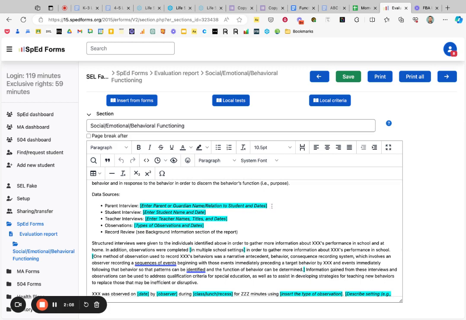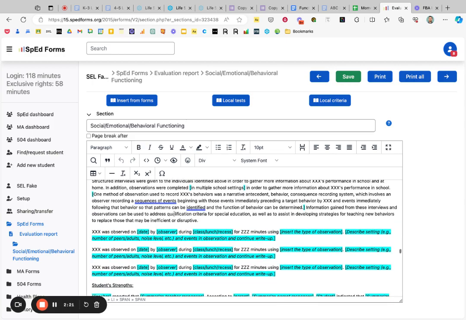So we obviously want to put your name, title, and date. The data sources. So the parent interview, student interview, teacher interview, the dates of your observations. So we would fill out those details.